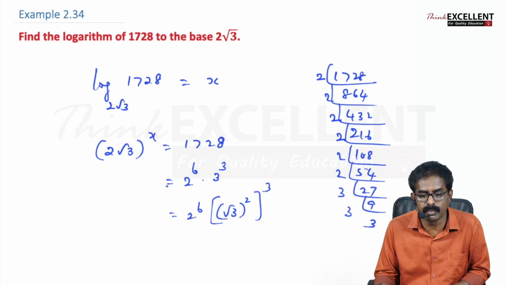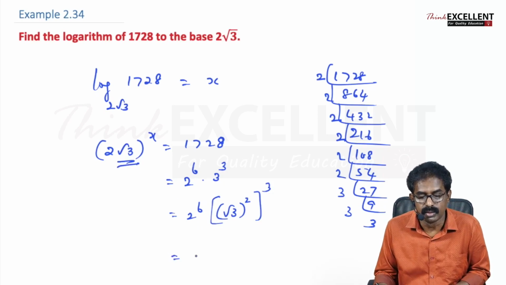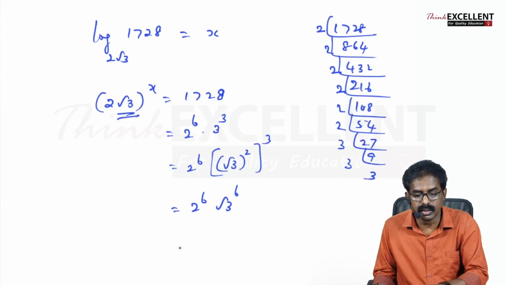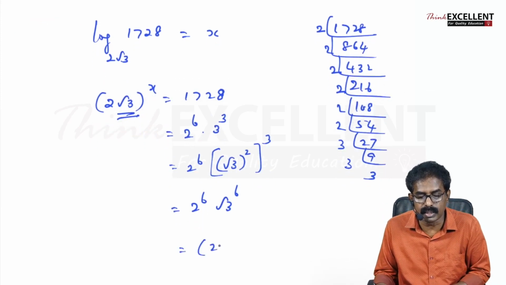Why am I very particular about root 3? On the left side we have 2 and root 3, so I am writing in terms of 2 and root 3. So 2 raised to 6, and root 3 raised to 2 into 3, it is 6, root 3 raised to 6. So in both cases, the power is 6, no? So together you can write 2 root 3 raised to 6.